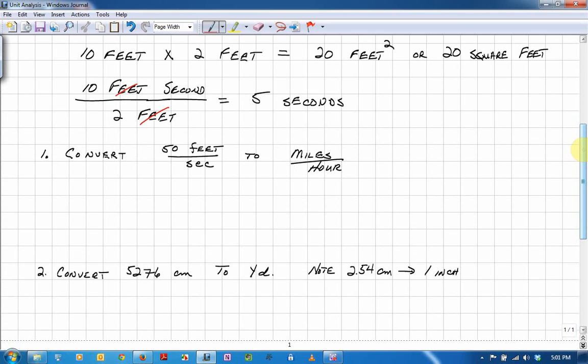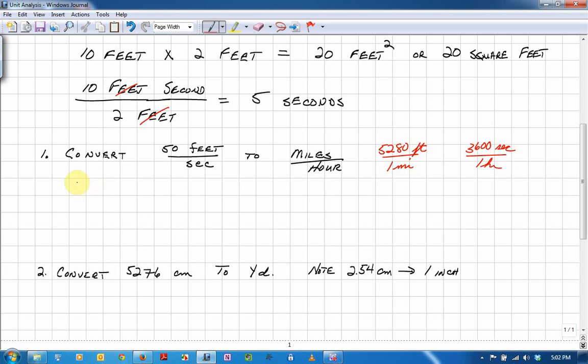Okay, so let's move on to this one where I have 50 feet per second, and I wanted to convert that to miles per hour. Now I know that the number of feet in a mile is 5,280 feet per 1 mile. I also know that the number of seconds in an hour, there are 60 seconds in a minute and 60 minutes in an hour, that we would have 3,600 seconds in 1 hour. So let's see how to use the units.